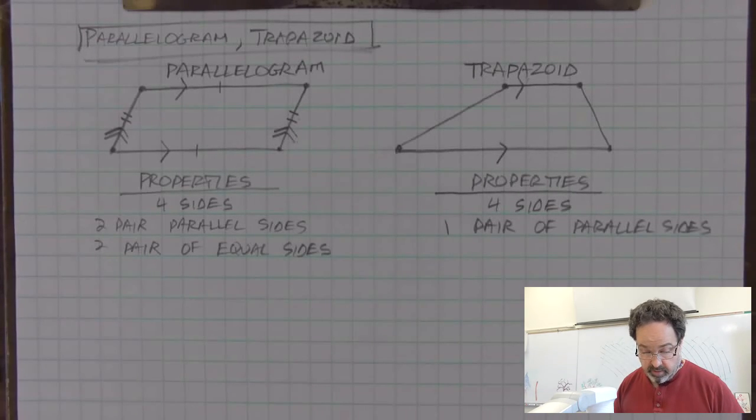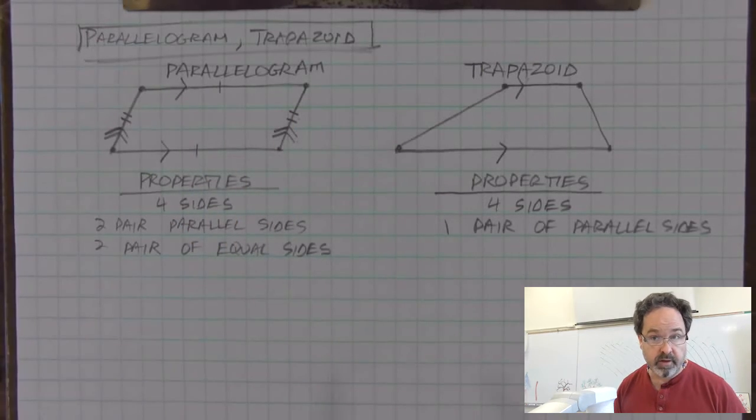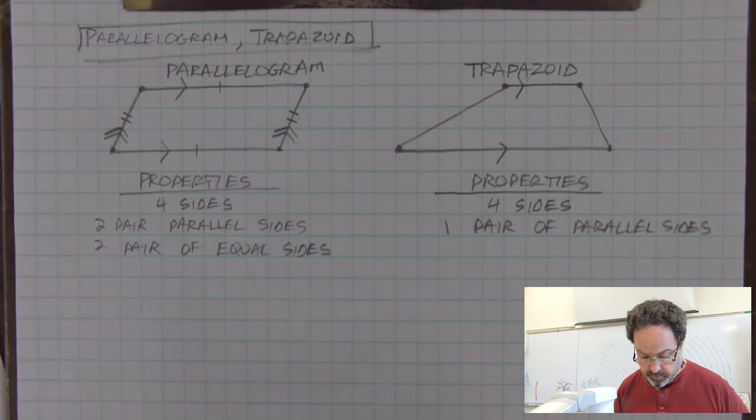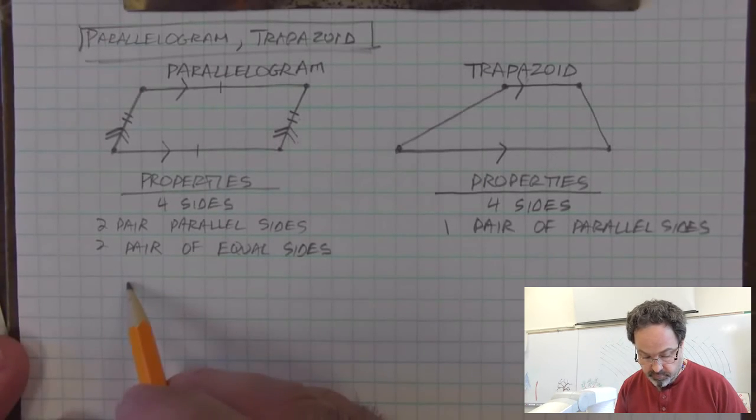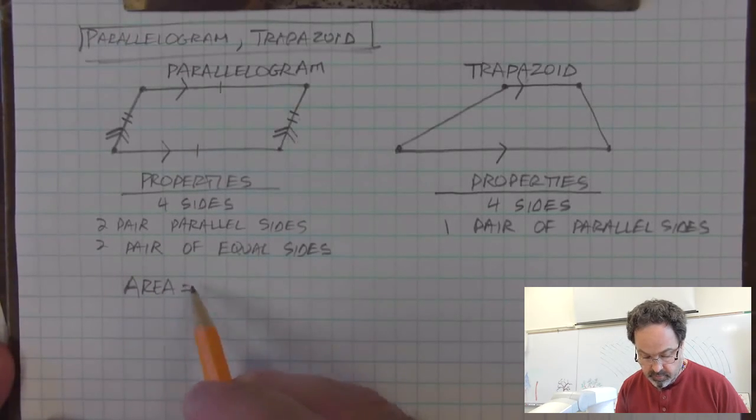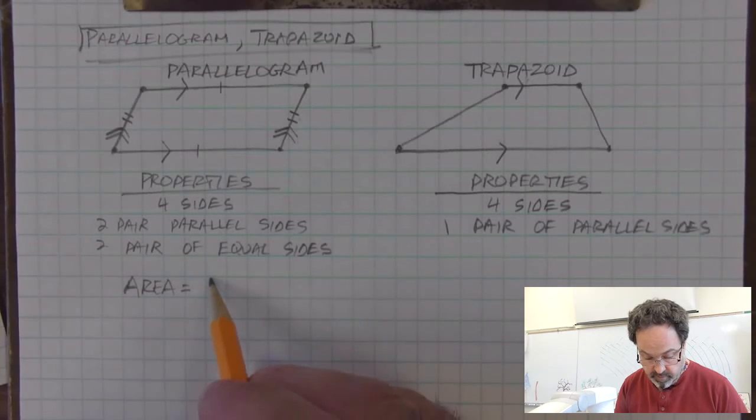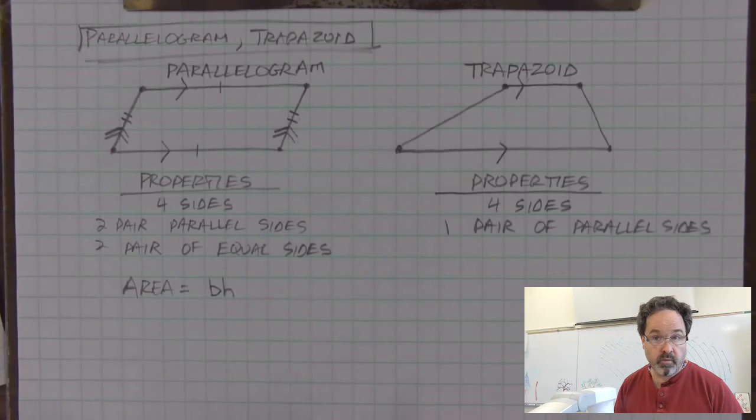We know that we can find the perimeter of a shape by knowing the measures of the sides and adding them all together. But what we're going to put in our notes is a formula for the area of these shapes. A parallelogram's area is the measure of its base times its height, which is the same formula for the area of a rectangle.